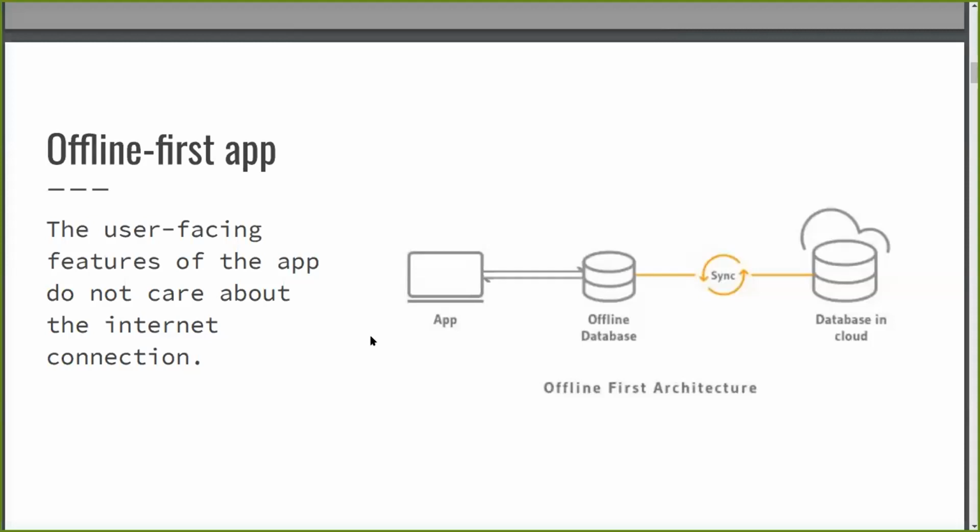So what is an offline first app? An offline first app basically means that the very core functionality of the application does not care about the internet connection. This means that whether the user is connected to the internet or not, the user facing core functionality will work consistently across. So the way the architecture works is that the application talks to an offline database and only the offline database, and then there is a sync process in the background which keeps the offline database in sync with the cloud database.